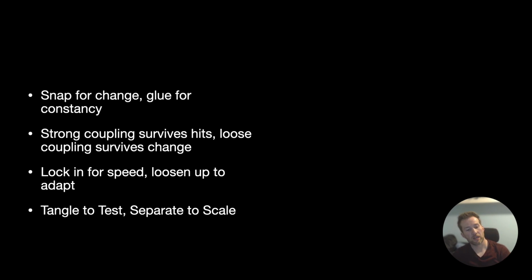We then took a look at optimization and isolation, and we remember this one with lock in for speed and loosen up to adapt. Now we're getting to scalability and cost, and our mnemonic for this is tangle to test and separate to scale.